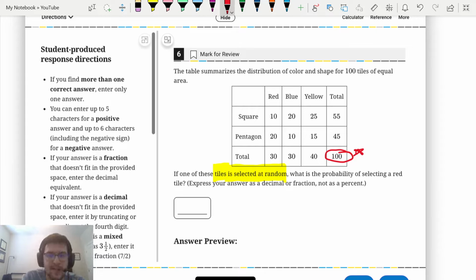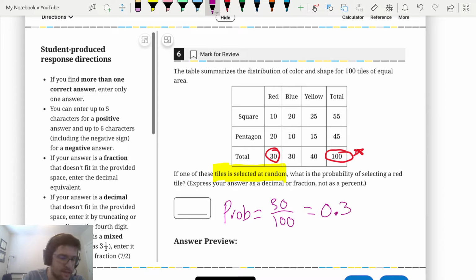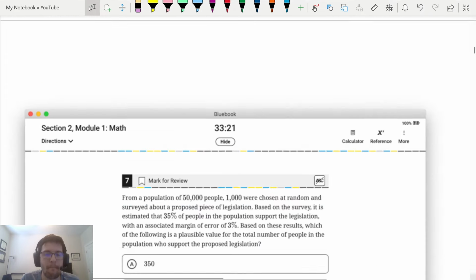So now I have to figure out how many red tiles. We look in the red column, and there are 30 total red tiles. And probability is desired over total. So we're going to do 30 over 100, and we get 0.3. You could also leave it as 3/10. Whenever it's a decimal that isn't repeating, I always just go with the decimal because that's easier for me. But do whatever works for you. Just make sure you're following the directions on the left about how to input your answer. So the answer for that one is 0.3. Let's move on.